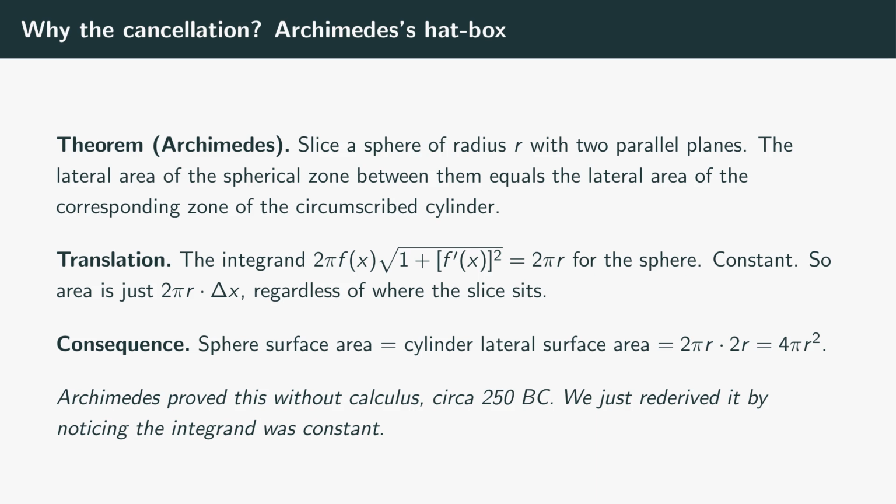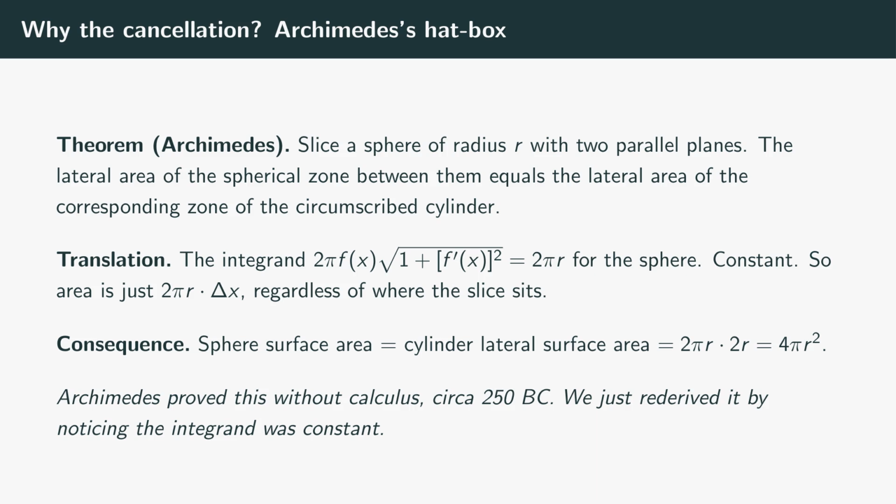Archimedes proved that the lateral surface area of the spherical zone equals the lateral surface area of the cylindrical strip, always, regardless of where the planes are. The narrow strips near the equator have a lot of circumference but small slant, and the strips near the poles have small circumference but large slant, and these two effects exactly cancel. That is exactly the cancellation we just saw in the integral.